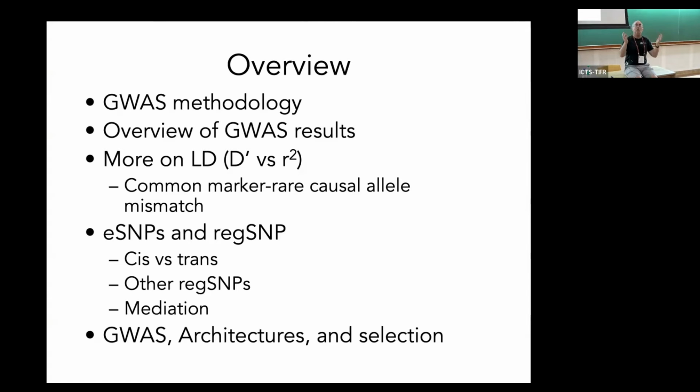And so all of these molecular intermediates we can treat as quantitative characters, and those are often used to try to get a bit more inference. So we'll talk a little bit about that. It first comes up when we talk about eSNPs, then we'll talk more generally about reg-SNPs, so we'll talk about cis-trans, then we'll talk about this idea about mediation, and then we'll close up by talking about what do we know about GWAS, what does that tell us about architectures, what does that tell us about selection. So that's kind of the journey we'll be on.